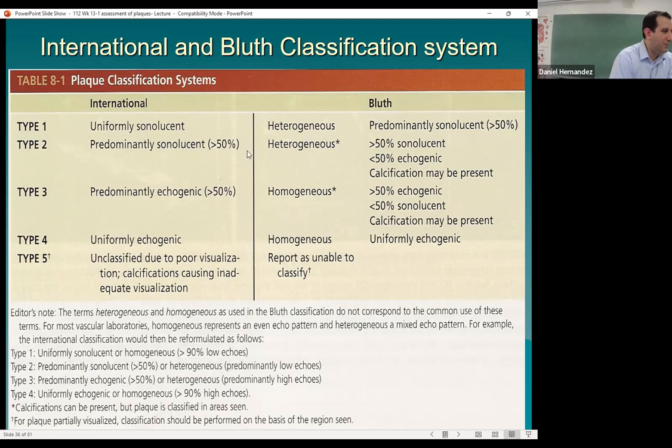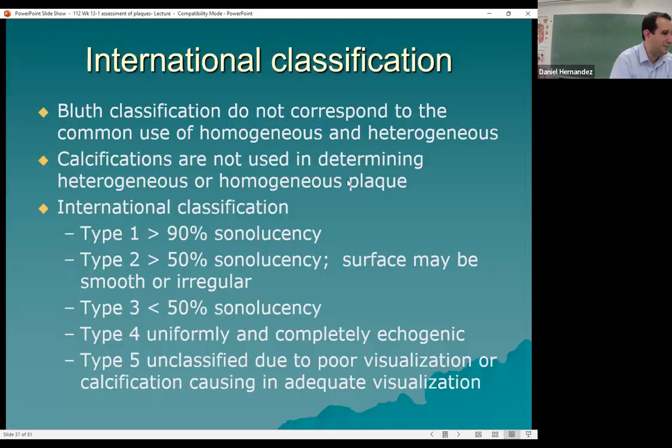I'm gonna skip over some of this because this Bluth classification they don't use. They didn't use it in my hospital. They don't use it at Christiana in terms of these types of plaques, type 1, 2, 3, 4, 5. The boards doesn't test on this as well.